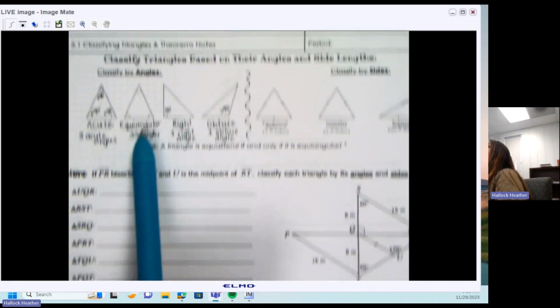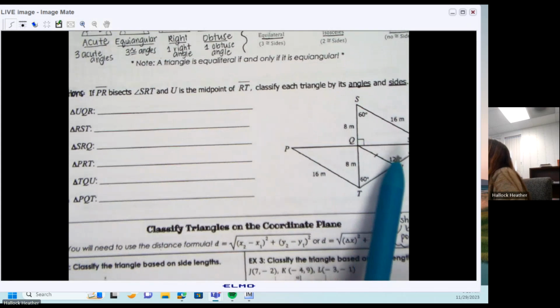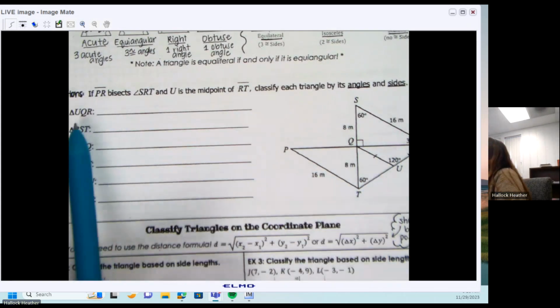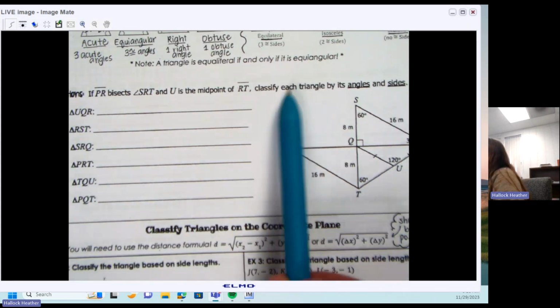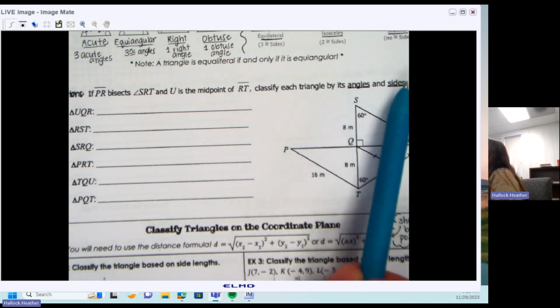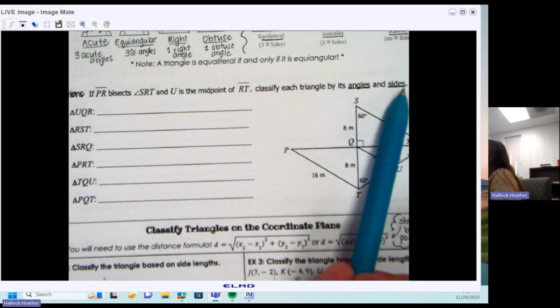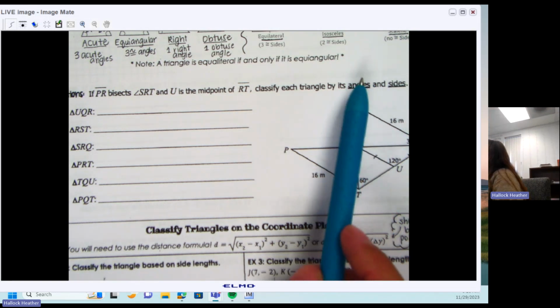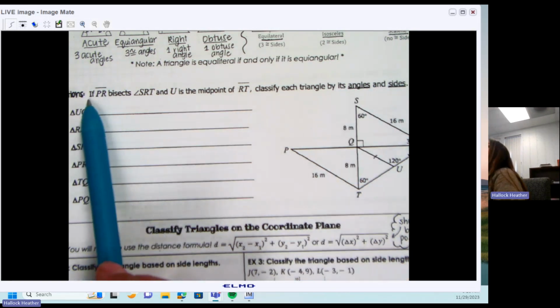So what we're going to do is we're going to look at this crazy picture, and we need to decide, we're going to classify each triangle by its angles and by its sides. We're going to use sides first because it's easier that way, and then we'll talk about angles. So we need to add in some pictures. We need to add in some information.